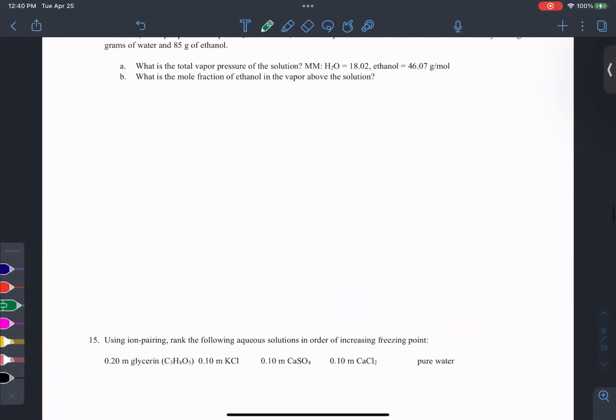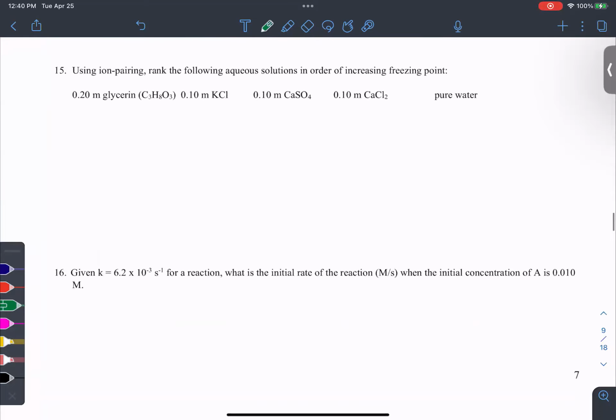Okay, this one's too much math. Just look at the key. I want to do short ones. All right.